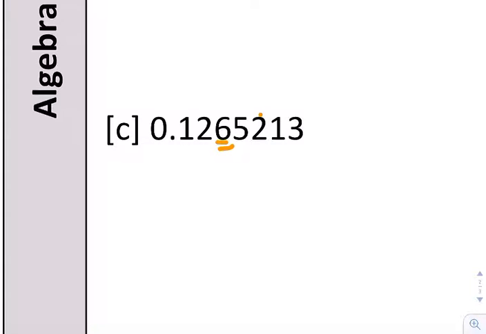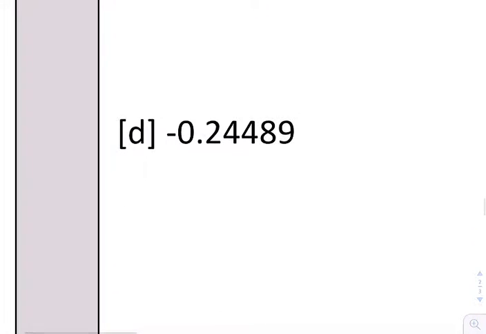Round to 3, look to 4. That is going to kick it up, so 0.127. If we want to round to 3, look to 4, another kick up, so it'll be 0.245 in this case.